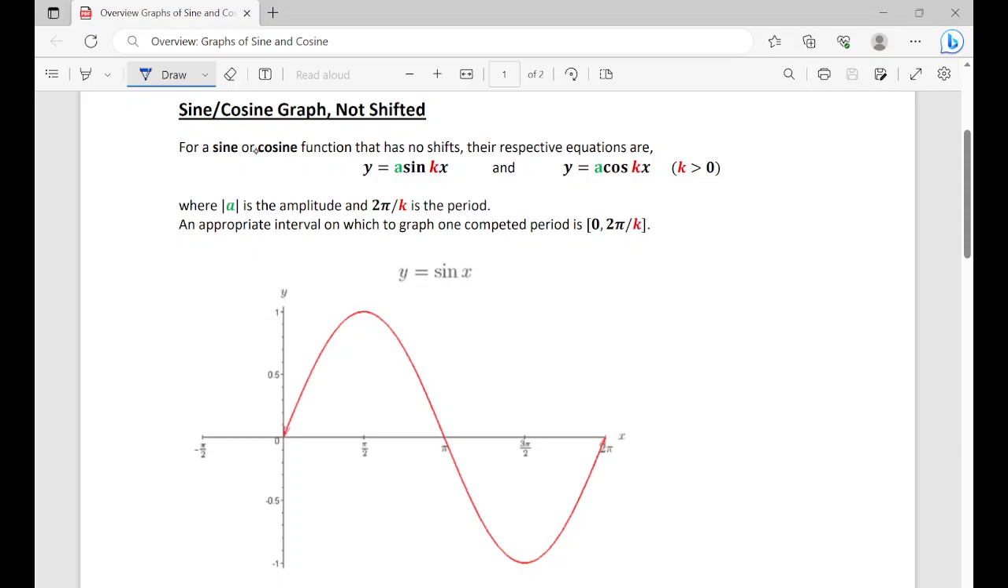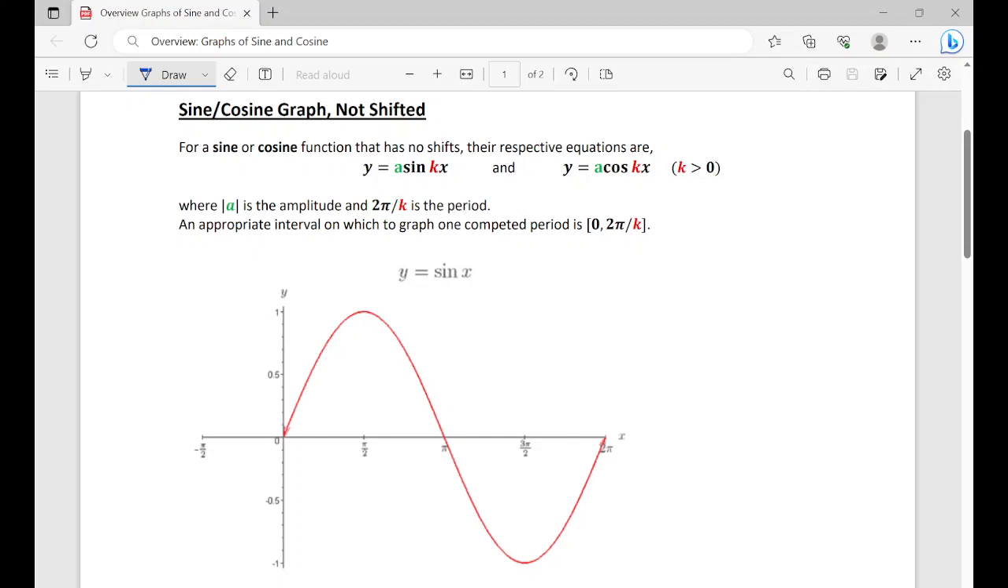So for a sine or cosine function that has no shifts, their respective equations are y equals a sine kx and y equals a cosine kx, where k is positive. A is in green on both of these, so if you take the absolute value of A, that will give you its amplitude, how high and how low the graph goes. And 2 pi over k is in red for both of these, is the period. So if you take k and plug it in here, 2 pi divided by k will give you the period of sine and cosine.